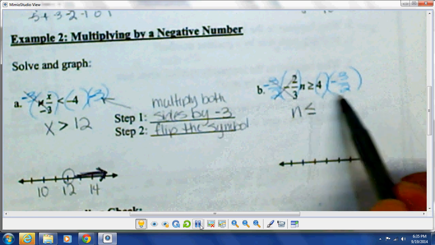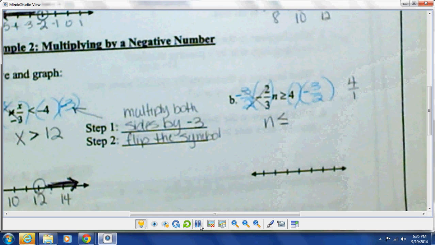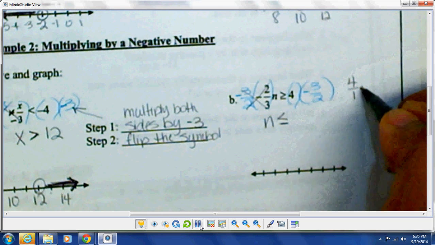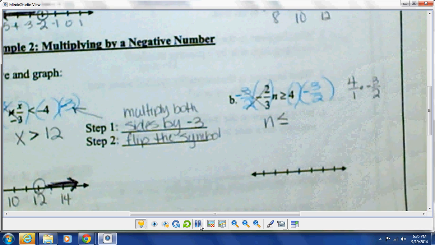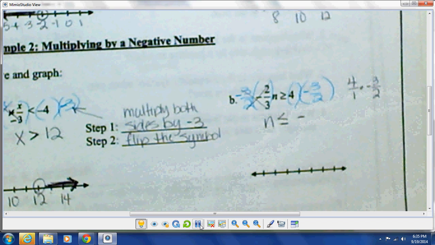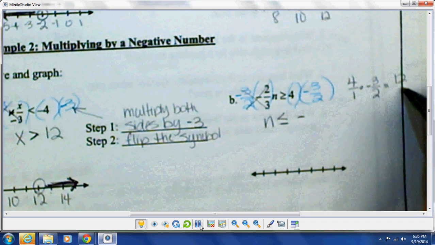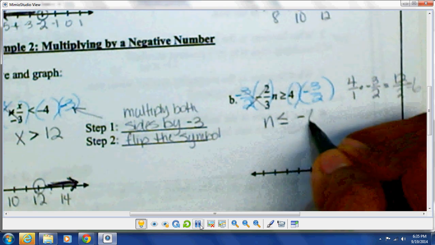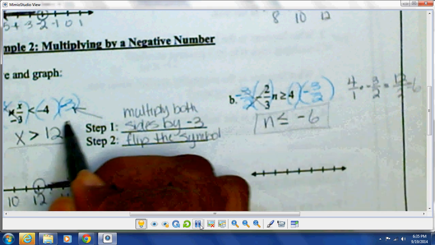And multiply this out. So write your 4 over 1. And we're multiplying it by -3/2. So remember, whenever you multiply a positive by a negative, you're going to get a negative. And let's just go ahead and multiply. 4 times 3 is 12. 1 times 2 is 2. 12 divided by 2 is 6. So that's a -6. And let's box both of those solutions.